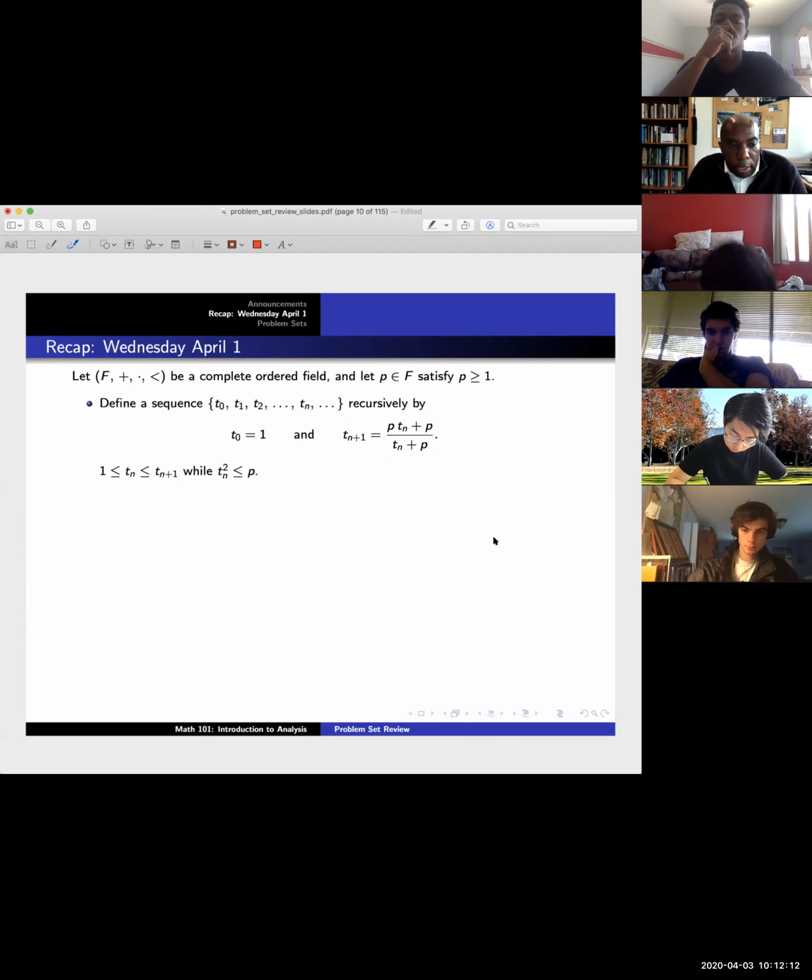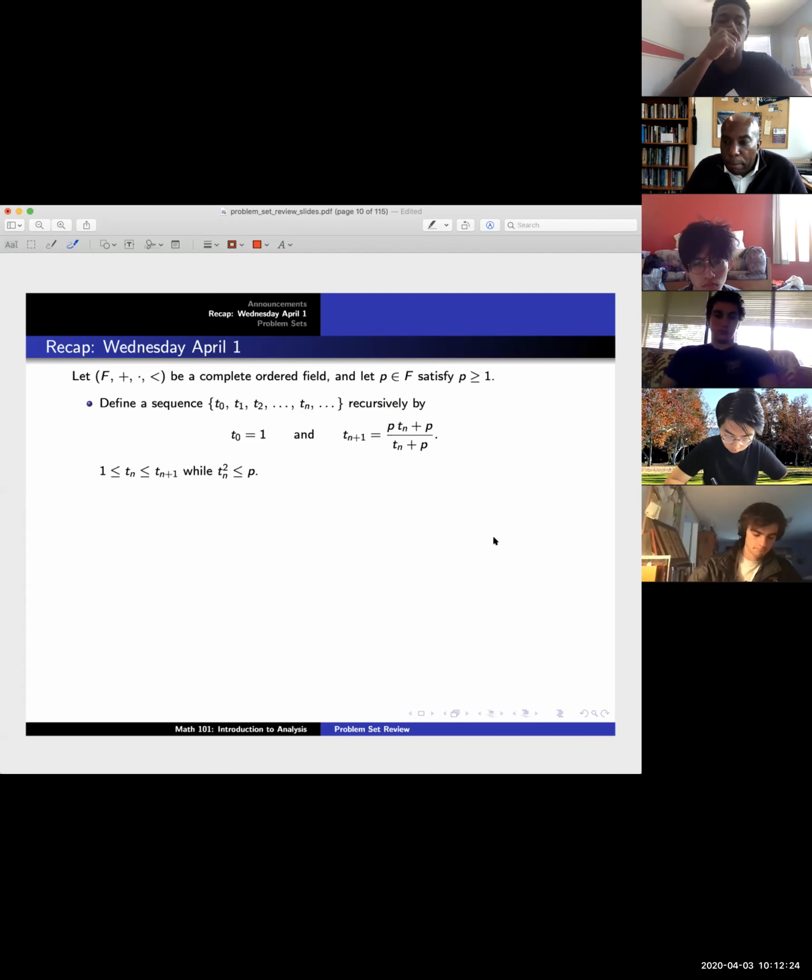Number 1, it's an increasing sequence, but t squared is less than or equal to p. Right, so it's going to start at 1, it'll increase. So this sequence is actually bounded. It's bounded below and it's bounded above. Right, it's not less than 0 and it's not greater than p.